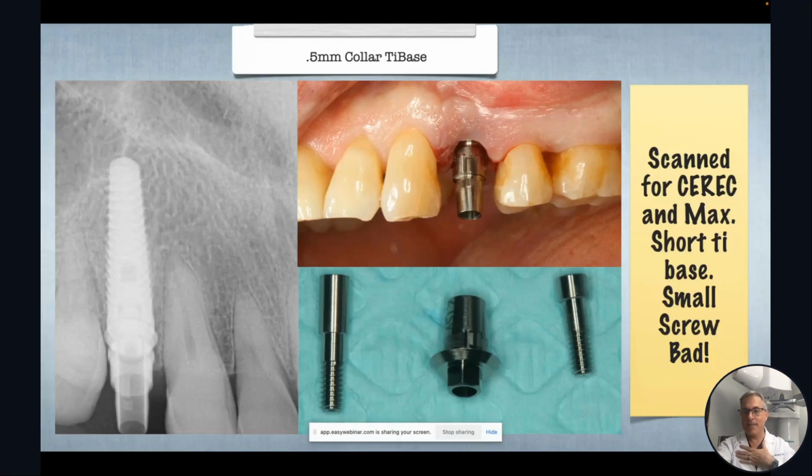Just a pet peeve, if you want to ask me, I don't like third-party screws on tie bases. Back in the day, a lot of implant manufacturers would not hold up their warranty if you used someone else's screw. And I want an OEM screw. I want a screw that's designed for my implant. If you look at the image on the bottom right, you'll see a little wimpy, itty-bitty tie base screw. And on the left, you'll see a very nice thick screw. That is the screw that was designed to go with the implant.